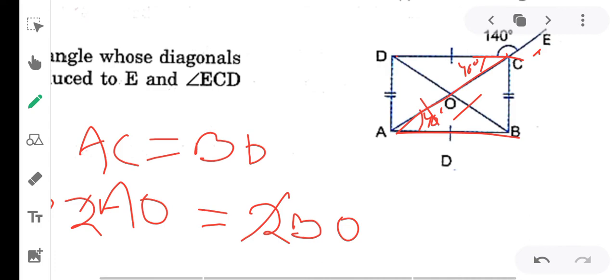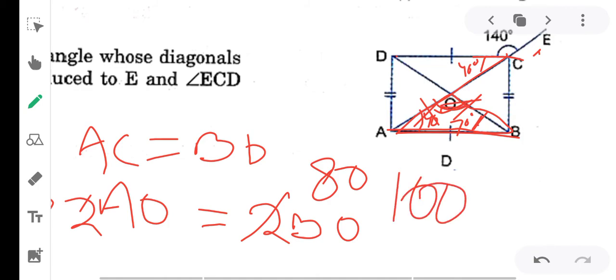Now the angles opposite to equal sides are equal, so this will be 40 degree. The angle ABO is 40 degree. Now in triangle ABO, these two angles are 40, so 40 plus 40, that is 80 degree. Now angle AOB equal to how much? Angle AOB equal to 180 minus 80, that is 100 degree.